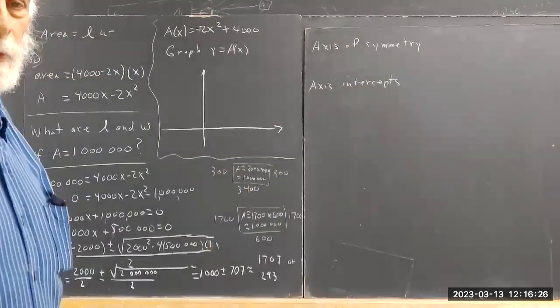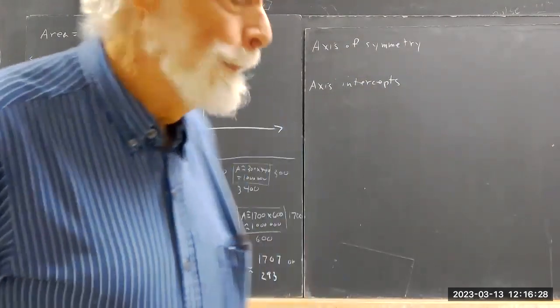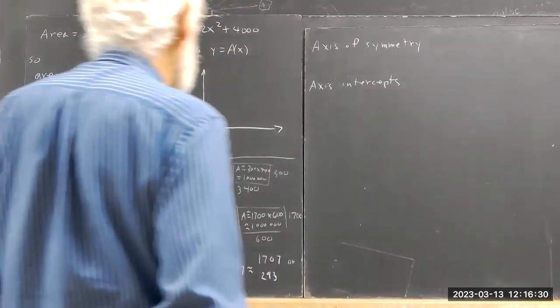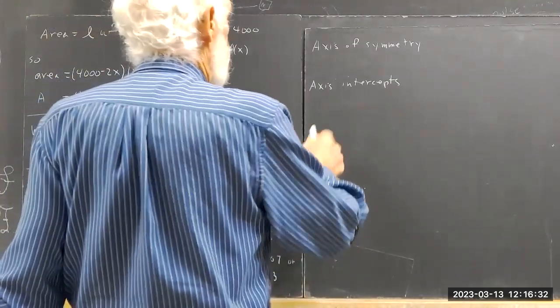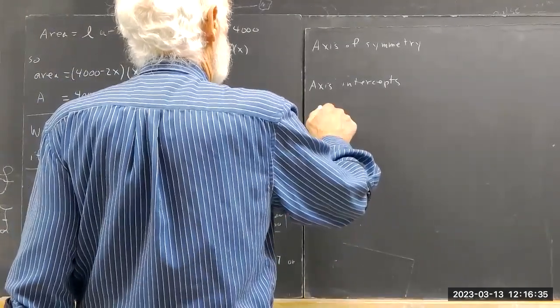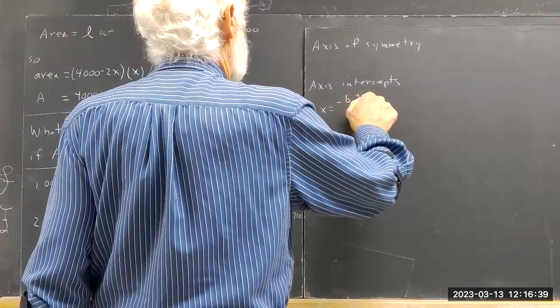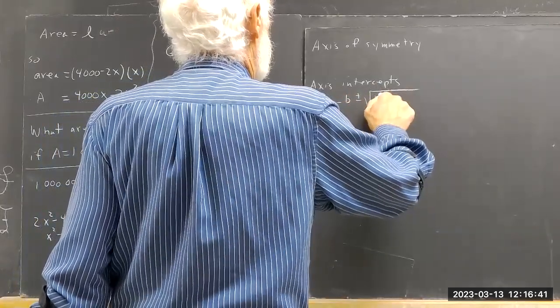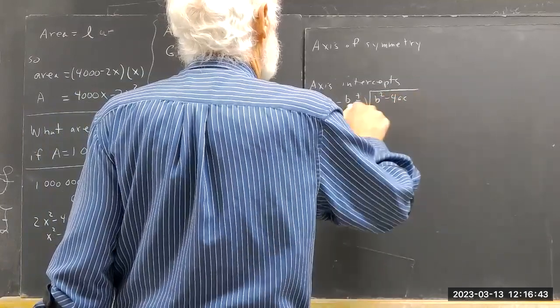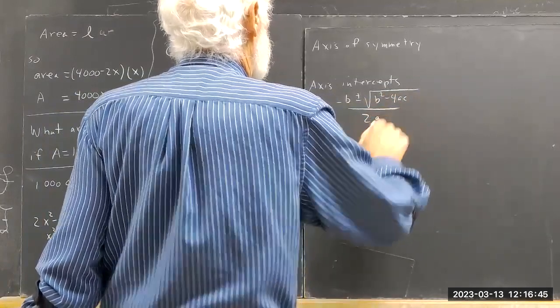find the axis of symmetry and the axis intercepts. The axis of symmetry, well, the quadratic formula is x equals negative b plus or minus the square root of b squared minus 4ac, all divided by 2a.